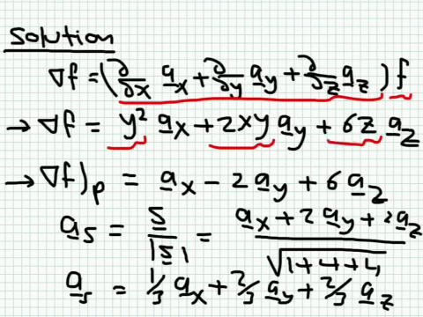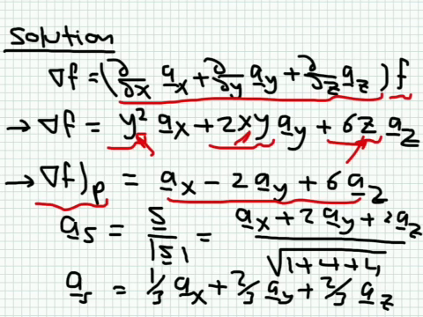The given point is 1, minus 1, and 1. So substitute x equal to 1, y equal to minus 1, and z equal to 1, and you'll get the gradient at the point B. The gradient at the point B is equal to ax minus 2ay plus 6az. This gradient is normal to the constant value surface at this point, 1, minus 1, and 1.